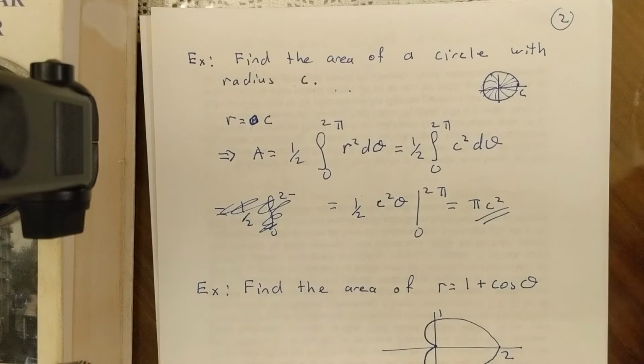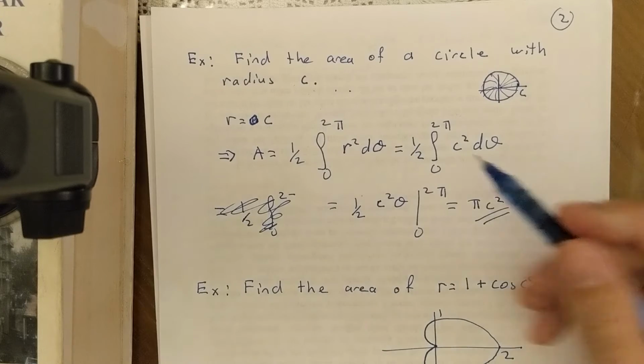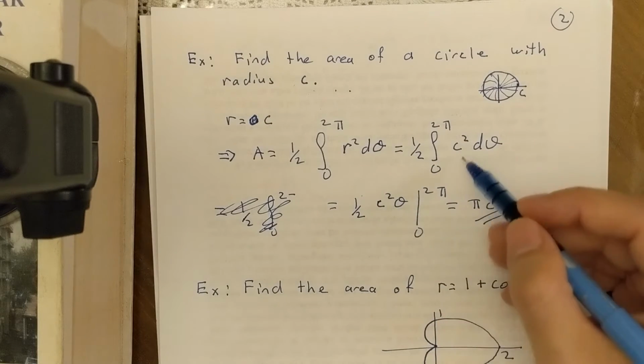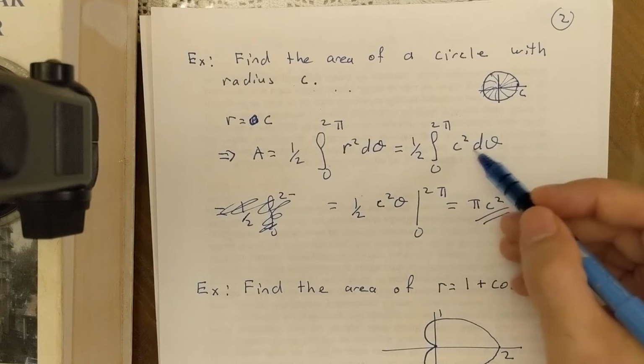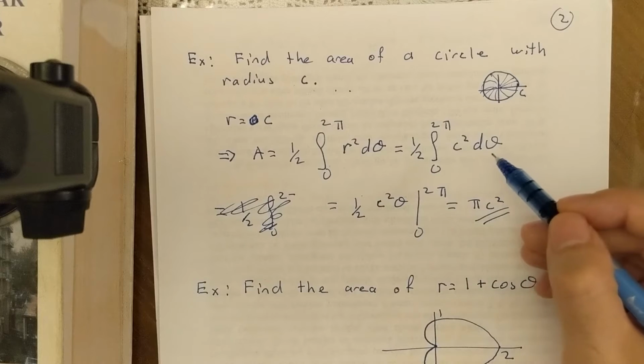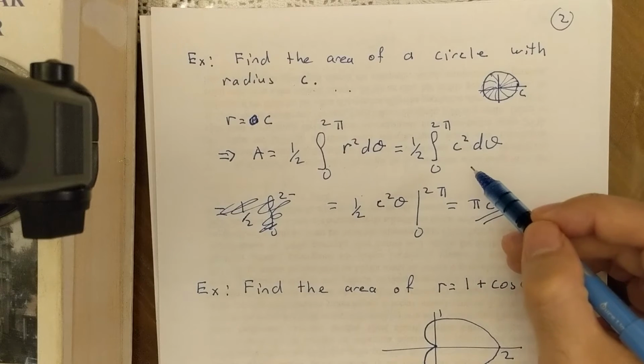c squared theta. Now a frequent mistake here is that instead of writing 1/2 c squared theta, people write c cubed over 3. It's not c cubed over 3. c is a constant. We're integrating with respect to theta. We're not integrating with respect to c. So that's very important to keep in mind.